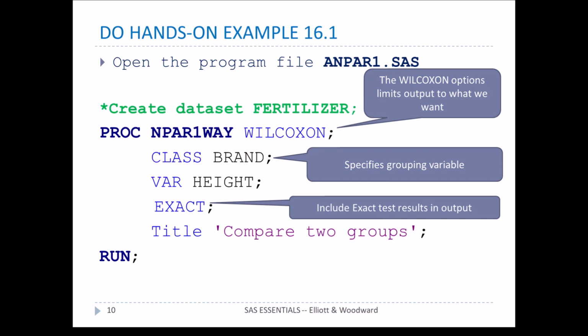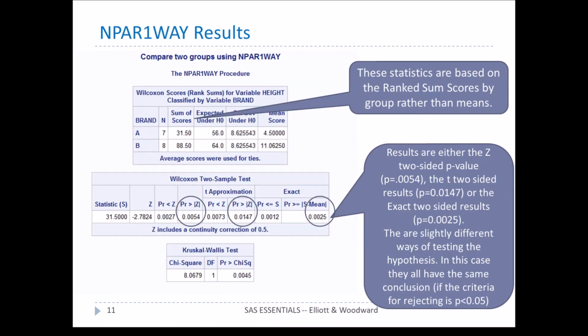All right, so open up the program file ANPAR1.SAS. And we can see that we have the PROC NPAR1WAY. We have the WILCOXON option here, which limits our output. If we don't have it in there, we get more output than we really want at this time. And the rest of it should be pretty familiar to you. The CLASS variable is brand, so we have the two different brands of fertilizer. And the VAR height is what we measured, the height of the plants. We also asked for an exact test output to be given to us. All right, so let's look at these results.